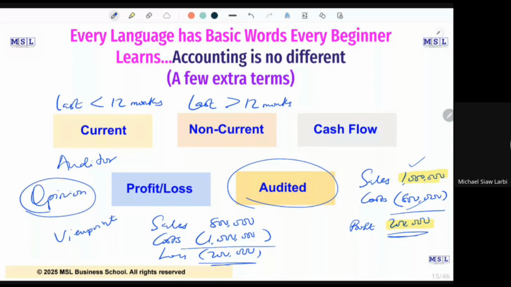So what the auditor is going to do is that after doing all their work, they issue a document called the auditor's report. And all that document says that I, as an auditor, I have reviewed the financial statement. In my view, the financial statements show a true and fair view of the financial performance, position, and cash flows of the entity.